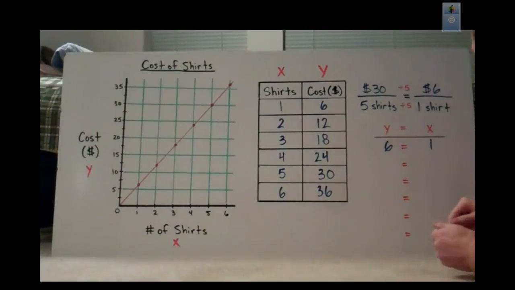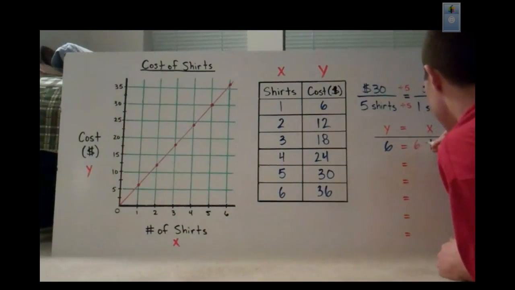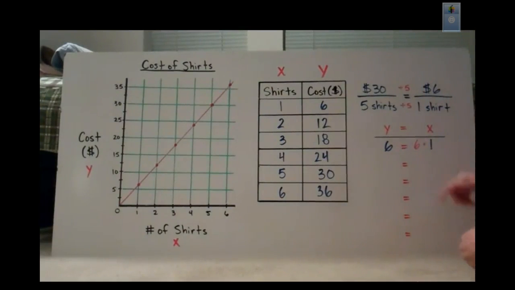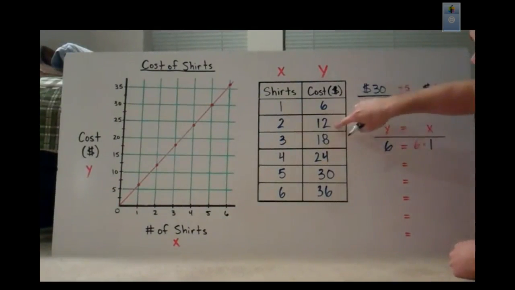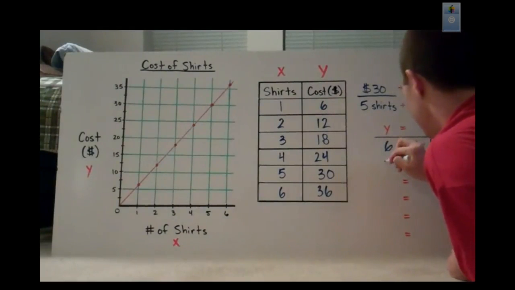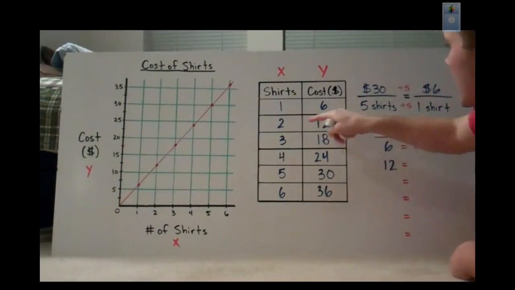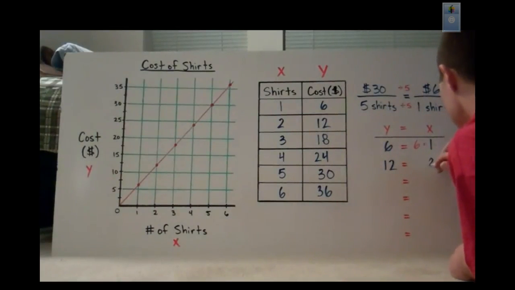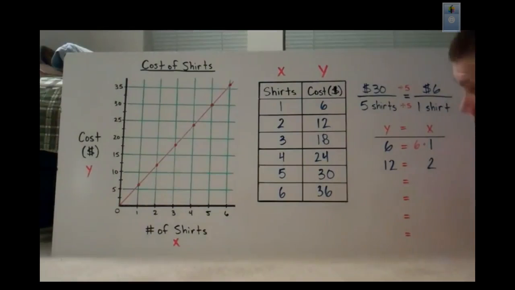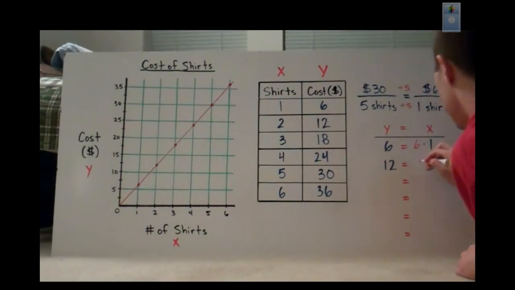So I can do 6 times 1, right? Alright, next one. Y is 12. Okay, so Y is 12. X is 2. Alright, again, 12 doesn't equal 2. What can I do to the 2 that's going to make 12 equal 12? Well, I can multiply the 2 by 6 again. Alright, notice the pattern. Multiply by 6.